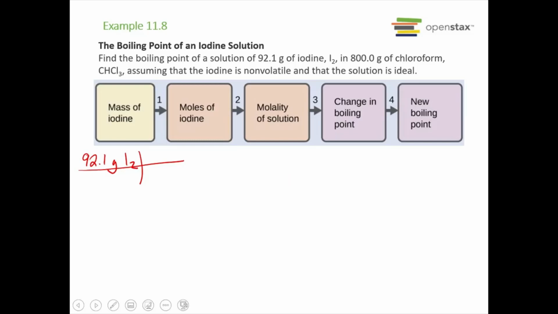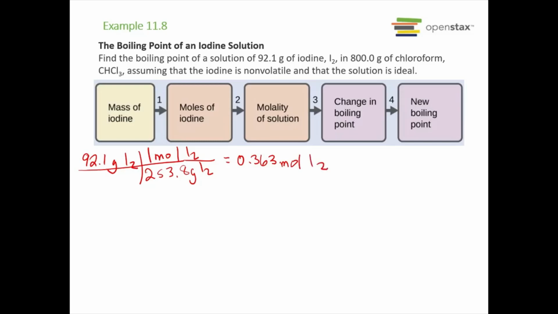Oops. Come on, pen. There it goes. 1 mole of iodine for every 253.8 grams of it. We'll just go ahead and do it that way. And so then that gives us around 0.363 moles of I2.